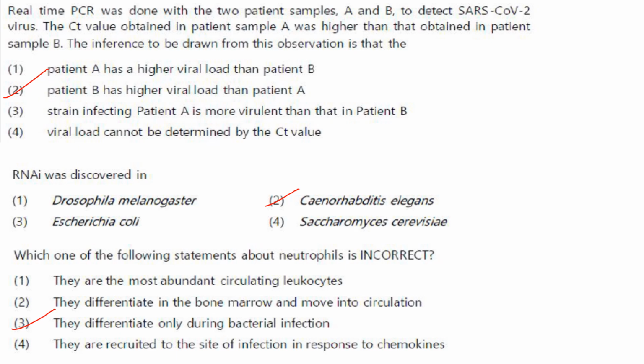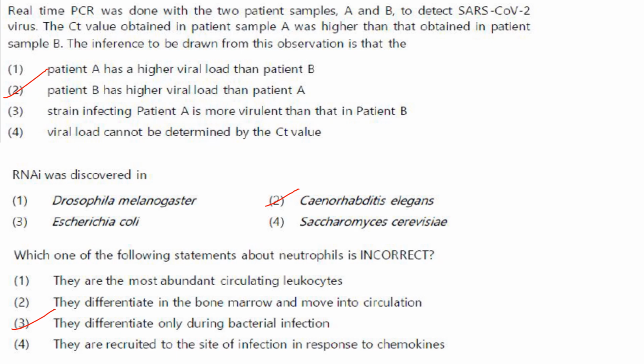Real-time PCR was done with two patient samples A and B to detect SARS-CoV-2 virus. The CT value obtained in patient sample A was higher than that obtained in patient sample B. The inference to be drawn from this observation is that, which is having higher viral load, you have to see.